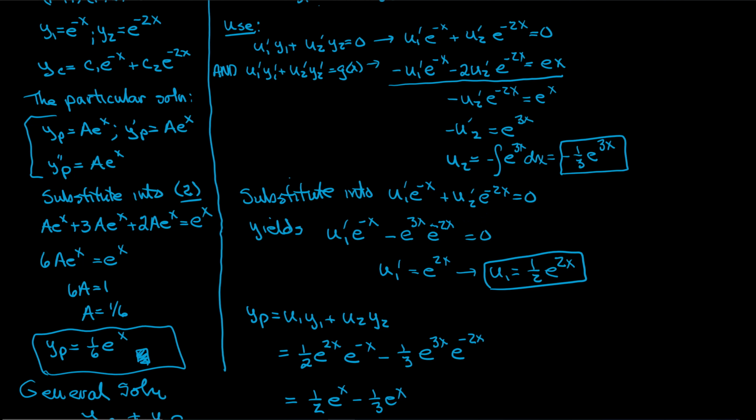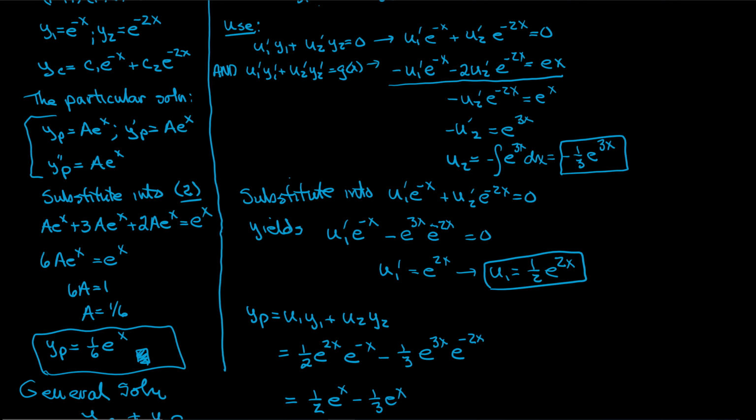And when we simplify that, we're going to wind up with these two terms multiplied together to just give us e to the x. Add that to the right-hand side, and we have u1 prime e to the negative x equals e to the x. To isolate u1 prime, I'm going to multiply both sides by e to the x, which will give me u1 prime equals e to the 2x. Integrate that, and we get u1 is 1/2 e to the 2x.